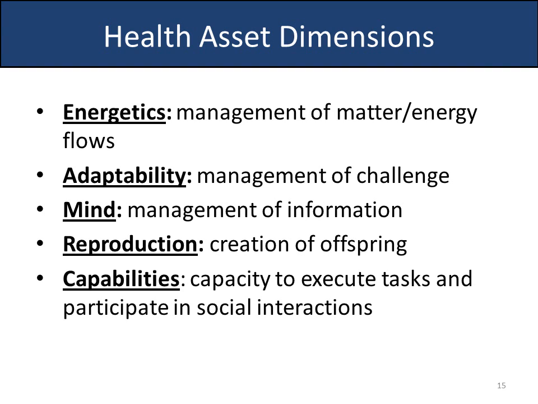In summary, there are 5 health asset dimensions that are derived from our initial 3 assumptions and our global view of health as livingness. These dimensions include energetics, the management of matter-energy flows; adaptability, the management of challenges that are presented to an organism both from its internal milieu as well as externally; mind, the management of information; reproduction, the creation of offspring; and capabilities, the capacity to execute tasks and participate in social interactions. In our background paper, What is Health?, we elaborate on each of these 5 health asset dimensions in much detail.